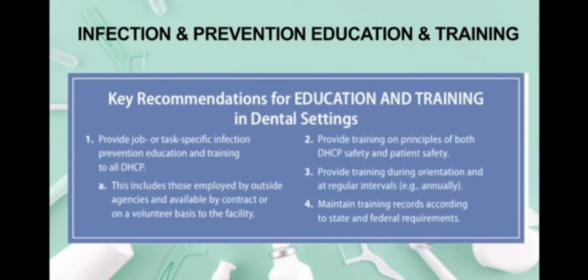Education on the basic principles and practices for preventing the spread of infections should be provided to all DHCP. Training should include DHCP safety such as OSHA bloodborne pathogens training, and patient safety, emphasizing job or task specific needs. Education and training should be provided during orientation to the setting, when new tasks or procedures are introduced, and at minimum annually. Training records should be maintained according to state and federal requirements.